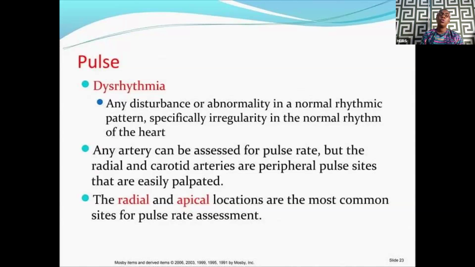only be observed in persons who have heart diseases or heart abnormalities. So in such persons, they may have abnormal rhythms. If you observe such, by all means, you want to also communicate with your supervisor or the nurse practitioner or the physician who is in charge of such a patient.